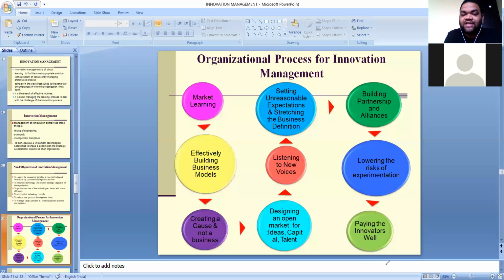What is market learning? First, studying or knowing about customer needs and wants. Second, who your competitors are and what their products are. Third, what new technology they have, what new products they are going to give to the customers, what technology they are adopting, and how you have to compete with them by adopting new technology. This is what we call market learning.